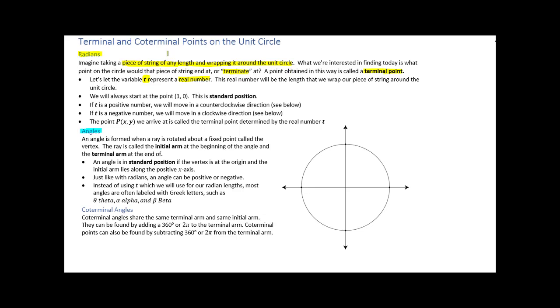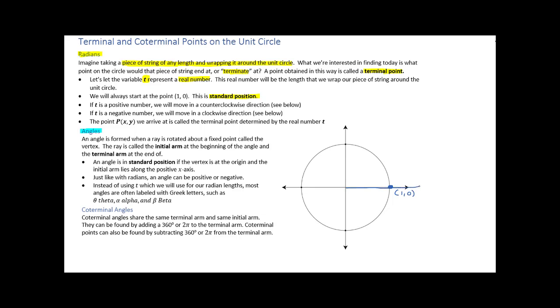Now, I have a lot of the stuff under radians, but it should be for both. I know I have angles down here. The angles are just sort of adding on, okay? Everything starts at 1, 0. So that's right here. We call this standard position, whether it's degrees or radians or whatever. This is standard position. This is our starting point always, 1, 0. And this is what we might call our initial arm.